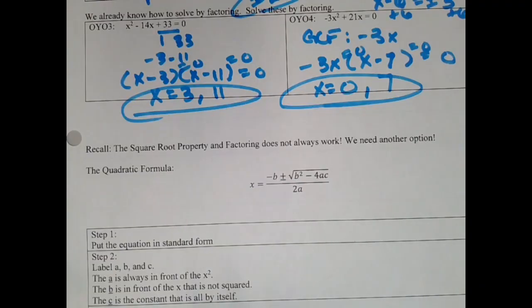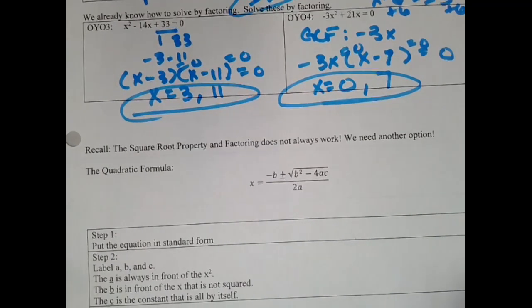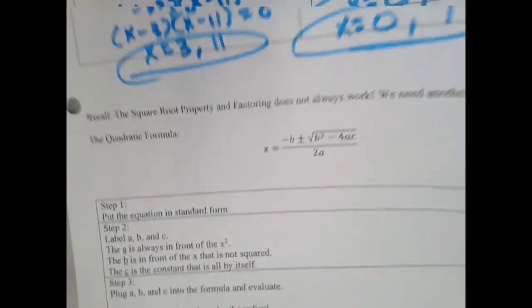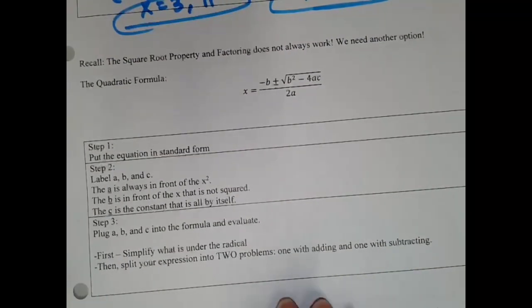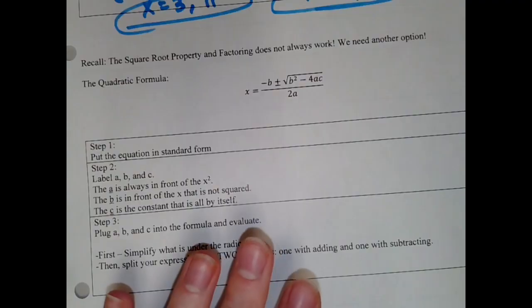You can solve any quadratic by using this formula, which you should have memorized. X equals negative b plus or minus the square root of b squared minus 4ac all over 2a. I have the steps written out here, but I'm just going to go ahead and work through these steps as we go through some examples.